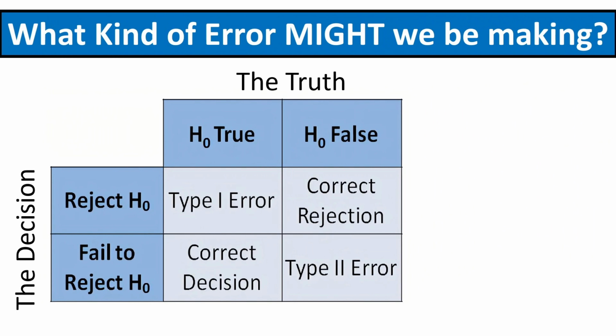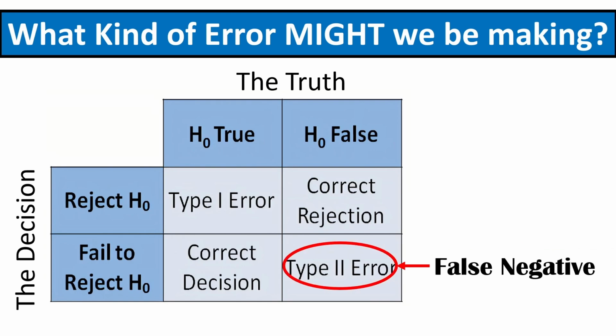What kind of error might we be making in this case? We failed to reject the null hypothesis, so what kind of error could we possibly be making? That's a type 2 error. We might be making a false negative. Are we making a false negative? Who knows? But that's the only possible error we could be making.